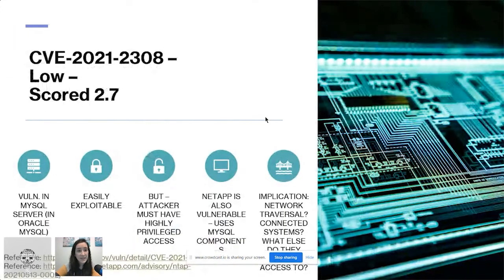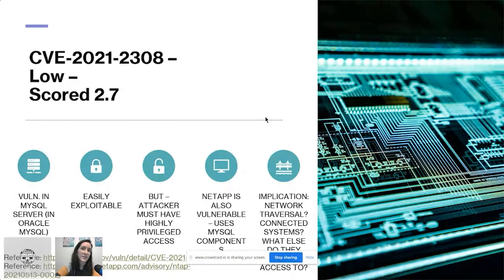So for my second vulnerability, I wanted to talk about a low vulnerability. This is CVE-2021-2308, scored as a 2.7, which is pretty low. Again, the references are down in the bottom if you wanted to take a look. The interesting thing about this vulnerability is that it's in MySQL server, also in Oracle MySQL, and can be seen in NetApp software because it may have a MySQL backing.